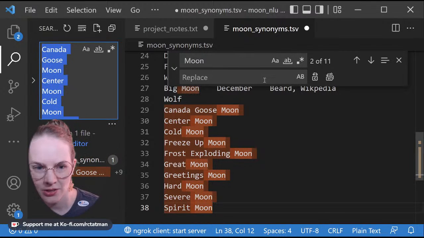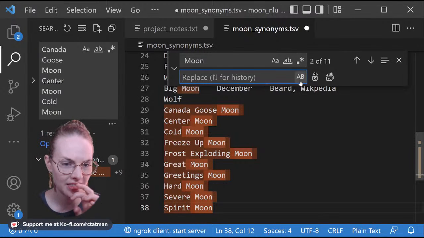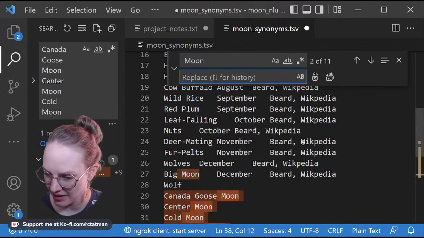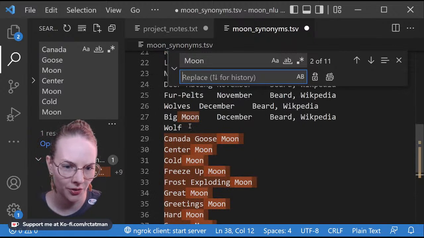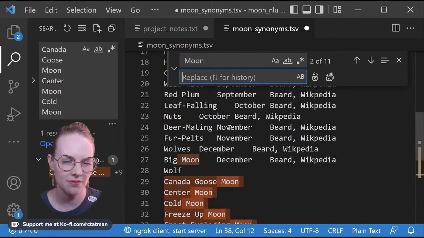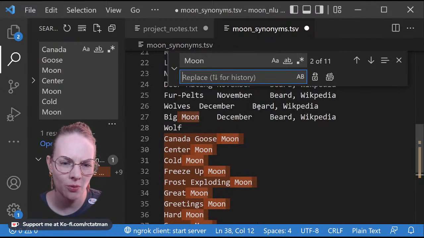Interesting. Replace all with empty string. I think it's working when I'm replacing with nothing. So the issue here is, you see how this one is called the big moon? I don't think I actually want to get rid of that. Actually, maybe I do. Maybe I don't want moon at all. So what I was trying to do was replace just in this selection without getting rid of this moon.